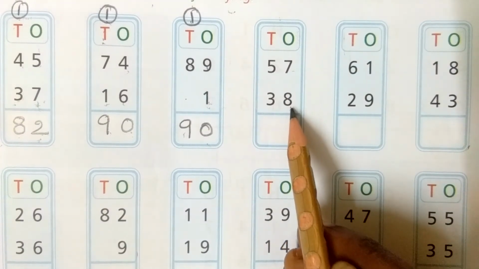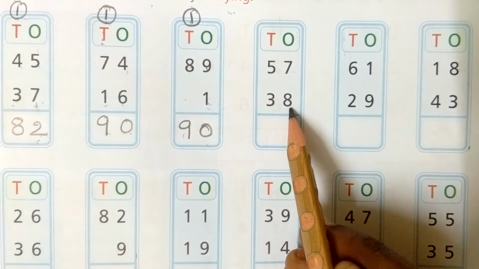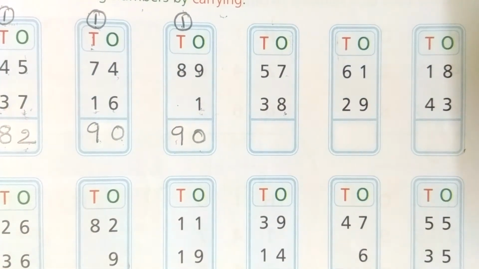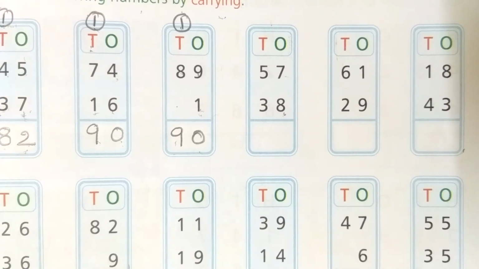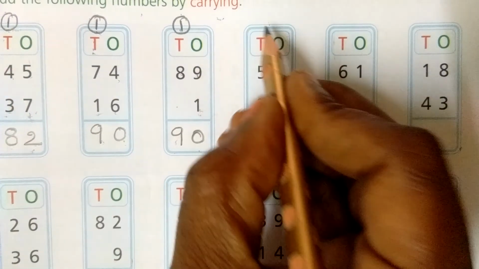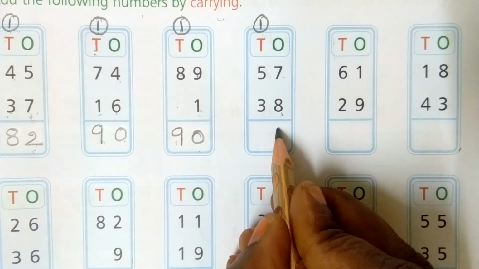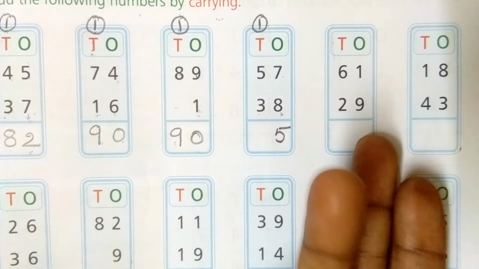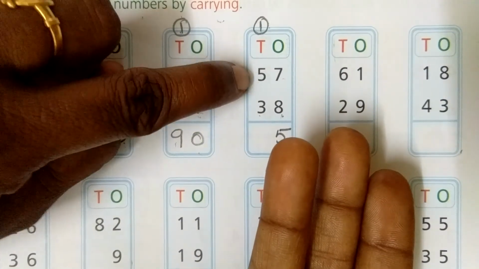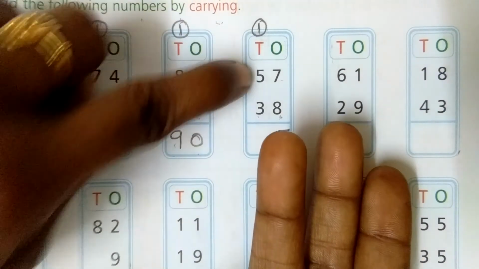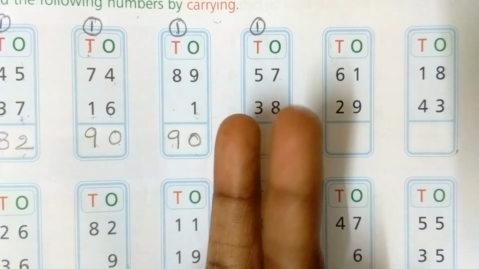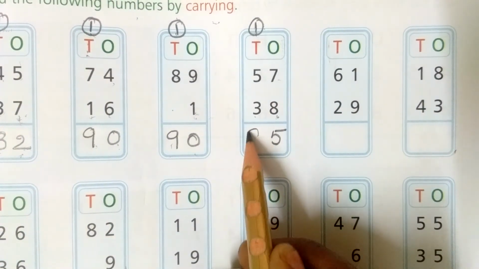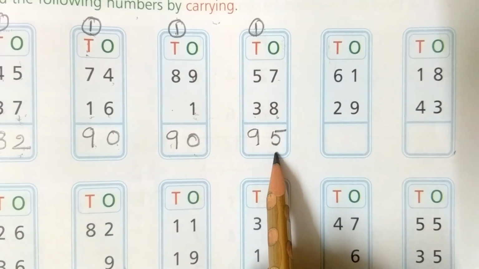Next sum, 7 plus 8. So take 8 fingers, all of you. 7 after you have to count. 7 after 8, 9, 10, 11, 12, 13, 14, 15. Write down 1 in tens place, 5 in ones place. Here see, take 3 fingers now, all of you. Which number after you have to count now? 5 after. 5 after 6, 7, 8. 8 plus 1, how much? 9. So answer is 95.